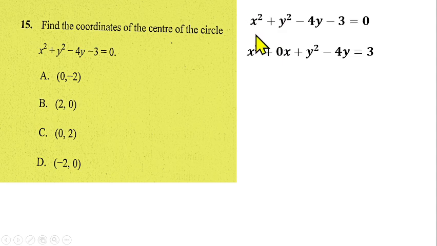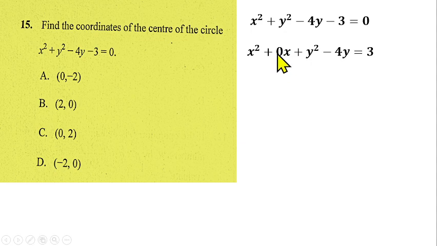I can make this x squared. It does not have any other terms with x, so you can make it x squared plus 0x, plus y squared minus 4y, then equals to 3. Then from there you have to now complete the square here.